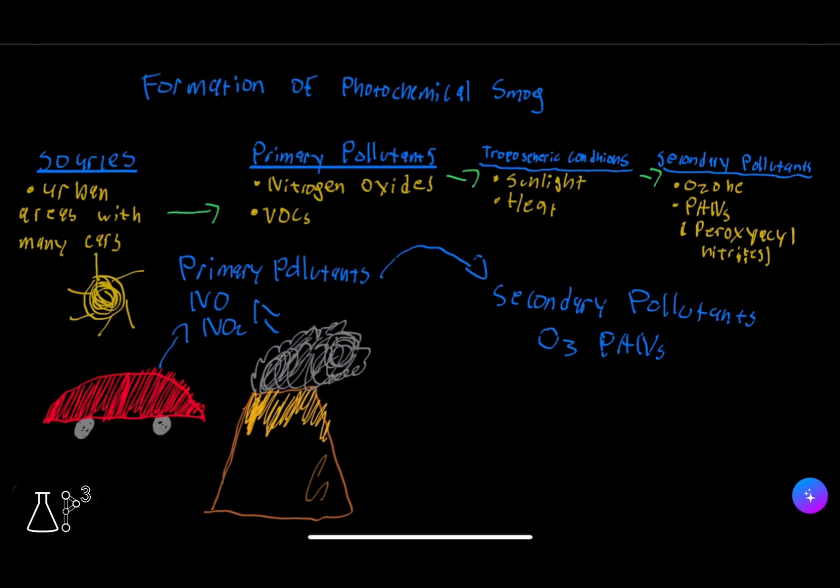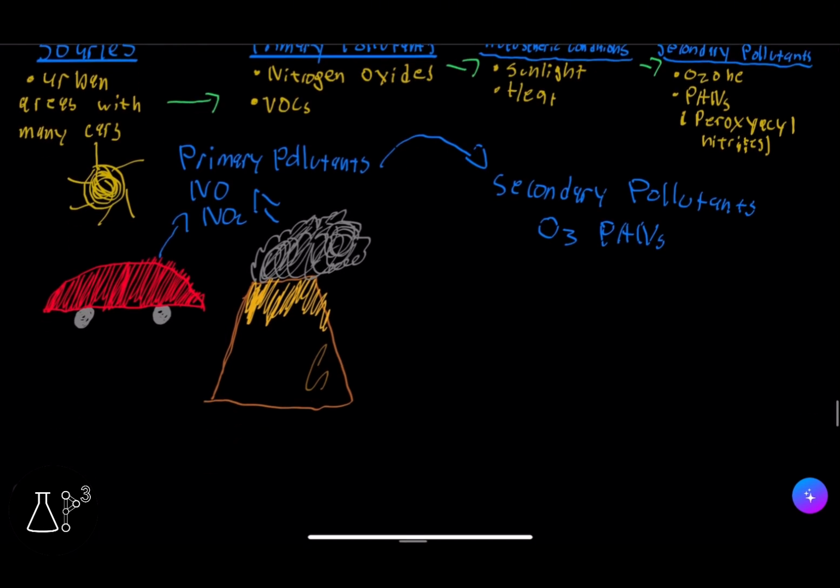When it comes to the sources, I didn't go over what I wrote. The sources are going to be urban areas with many cars, and then the pollutants become primary pollutants as they rise up into the atmosphere, making nitrogen oxides and VOCs. And then the transport conditions: it could be heat making the secondary pollutants, making a new chemical. So it could be ozone and PANs, like we talked about right now.